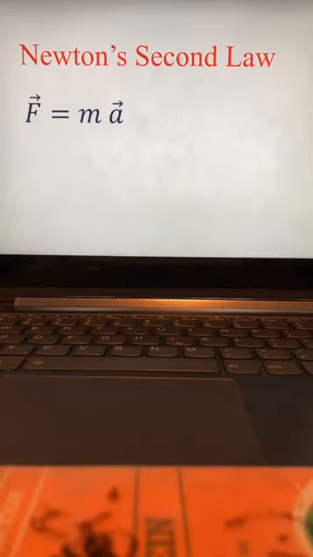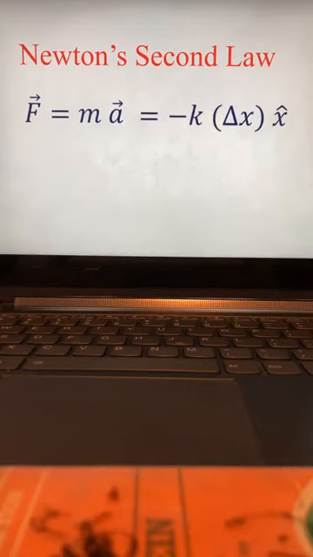So what is Newton's second law of motion? We know Newton's second law of motion tells us that force is equal to mass times acceleration, right? F is the force, m is the mass of the object, a is the acceleration. So in our case, force is equal to minus k, that k is called spring constant or force constant, right? Minus k times delta x.